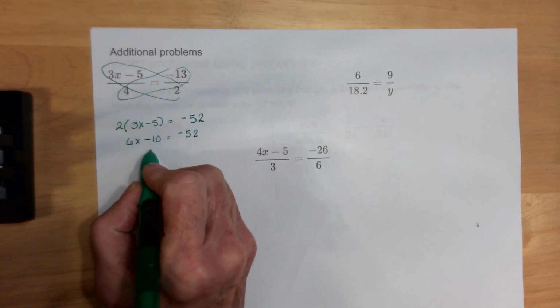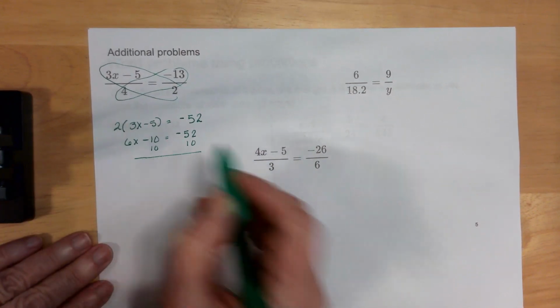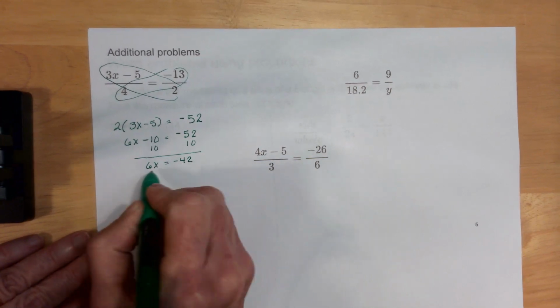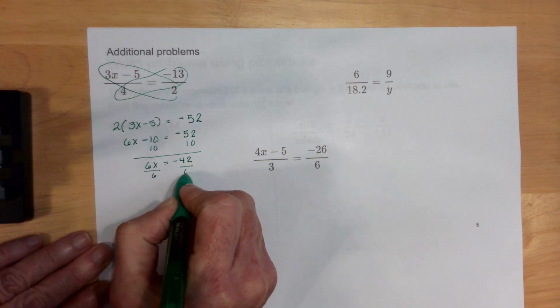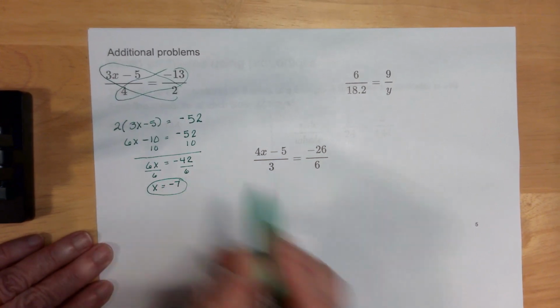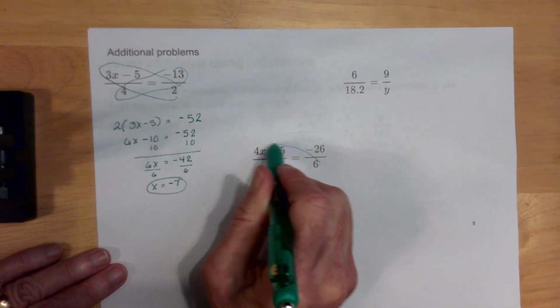And then I'm going to have to add 10 to both sides, which is going to give me 6x equals negative 42. And then I'm going to divide by 6, and I'm going to get x is equal to negative 7.